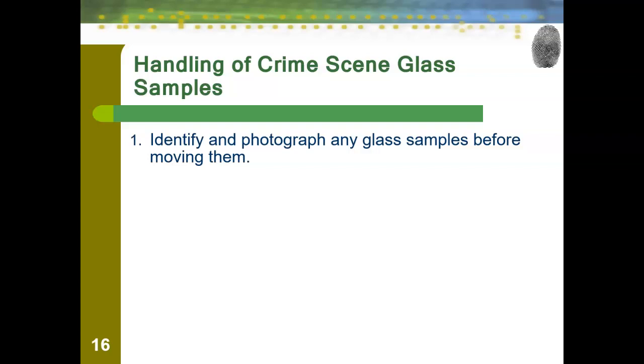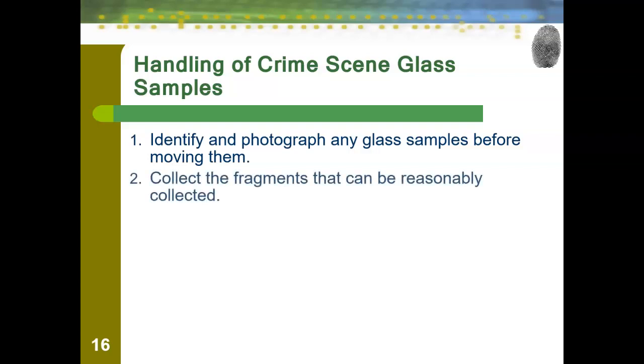Now, last but not least, we want to talk about the handling of crime scene glass samples. First, we're going to identify and photograph any glass samples before moving them. This has always been our standard protocol, but this is your reminder that it is true for glass as well. We're going to collect the fragments that can be reasonably collected. Now, some of you just heard me say collect only the big fragments, which is not what I said. We're going to collect anything that can be reasonably collected. Sometimes glass can end up in a fine powder that is almost impossible to successfully collect. But any piece that we could pick up with forceps, we're collecting those.